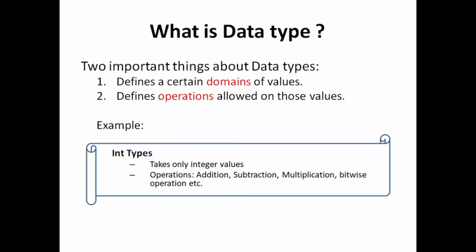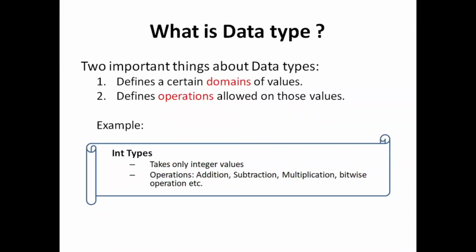There are two more important things about data types. Number one, it defines a certain domain of values. So what actually is a data type? A data type shows a certain domain of values, and then defines the operations allowed on those values. Like we have something, 1, 2 or 3, then performing operations relies on the data type.